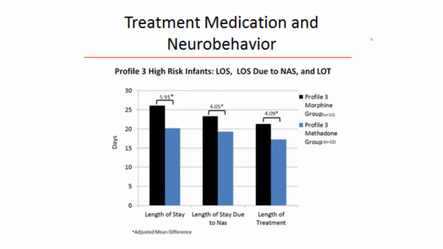When we did our former study, the baby trial, comparing morphine and methadone, we found that infants in this profile 3 were also the infants with the longest length of stay because of NAS, and the longest lengths of treatment. Ironically, this profile also had an asterisk for the morphine-affected infants. Infants treated with morphine in profile 3 had longer lengths of stay and longer lengths of treatment due to NAS compared to their methadone counterparts. So we really did start to see a drug difference, not just an NAS difference.